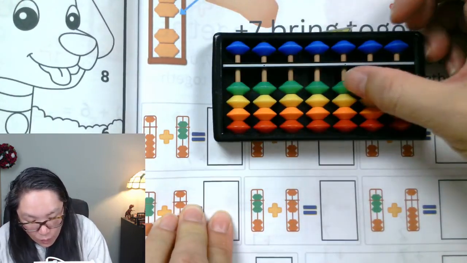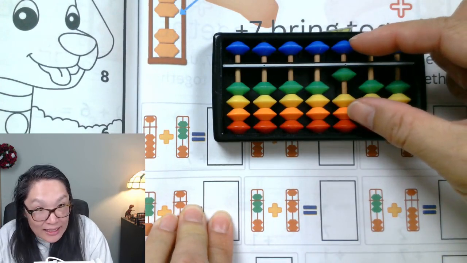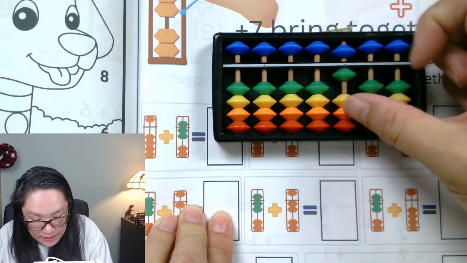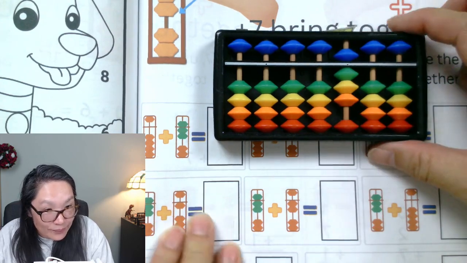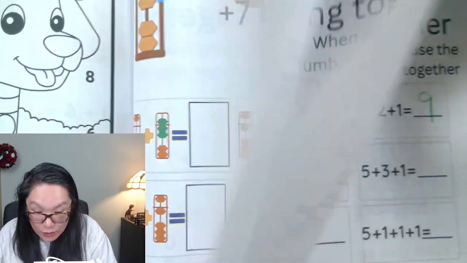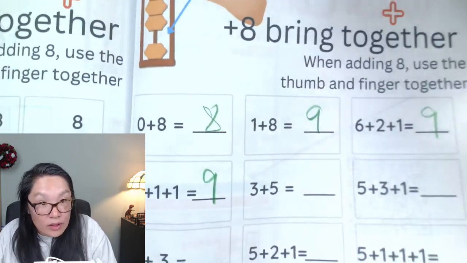So if I have 1 and I want to add 7, I'm adding these 2 beads. 5, 6, 7. I'm going to add these 2 beads. Yeah? Can we do it? Yeah. Bob the Builder, can we do it? Yes, we can.